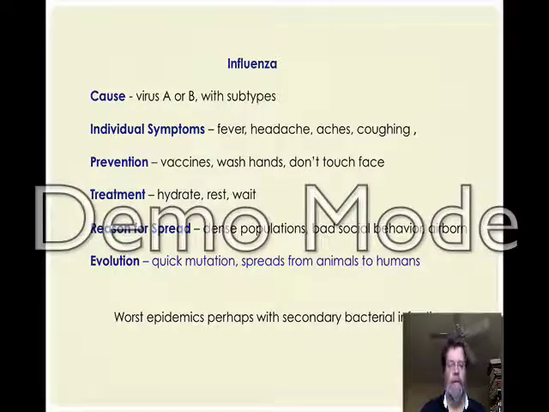You all know the individual symptoms: fever, headache, coughing, basically pain. It can be prevented with two types of measures, most effectively vaccines. Once we know what the prevailing subtype is, a vaccine can get developed and get deployed across the globe, but also simple measures such as washing hands and not touching your face. Treatment, basically wait it out.